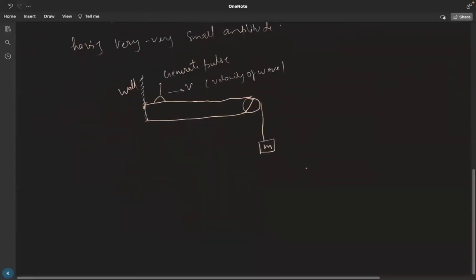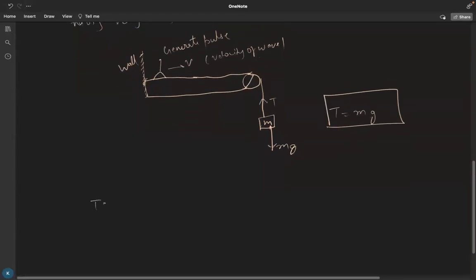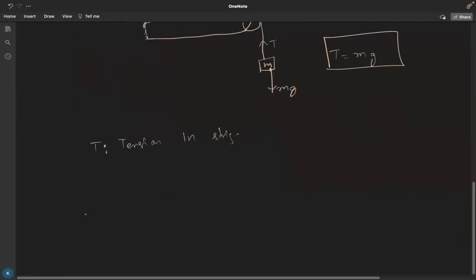Now if I discuss the dynamics of the system, we have mg acting in the downward direction, and tension acting in the upward direction. So from the dynamics we get tension equal to mg, right? Here T is the tension in the string. And we define another variable, which is termed mu. So mu is our mass per unit length, or you can say the linear mass density.